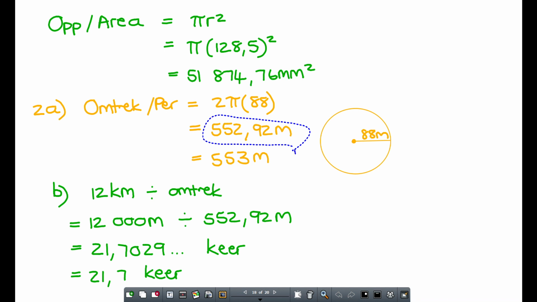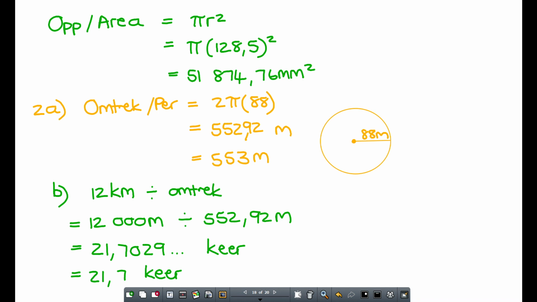Okay, give your answer to the nearest meter. So then we've got to go and look at that first decimal. It was 92. Okay, so because the first decimal being a 9, I had to round it up, and then it becomes 553 meters.